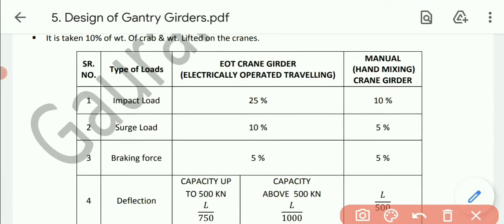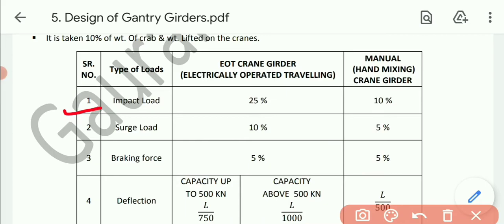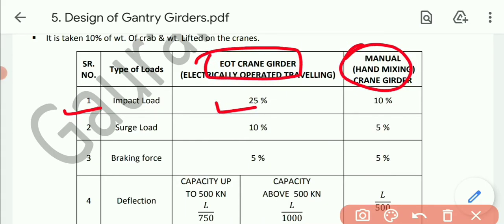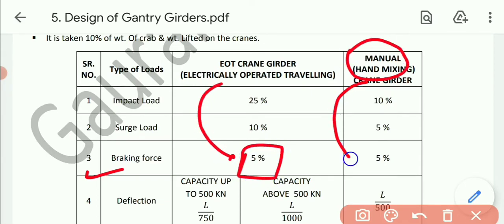These are the types of load which are experienced by the gantry girder, and these are the percentages taken for the EOT as well as the manual crane girder. First, impact load: for EOT crane girder it is taken as 25%, while for manual crane girder it is 10%. Then surge load: for EOT it is 10%, while for manual it is 5%. Then braking force: for EOT it is 5%, and for manual it is also 5%, so there is no change with this one.